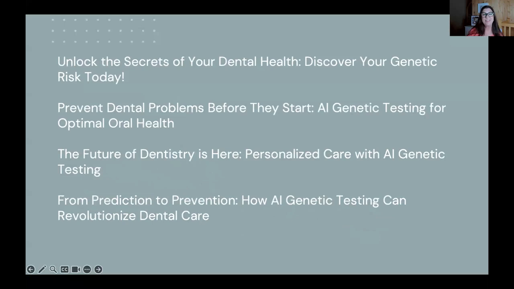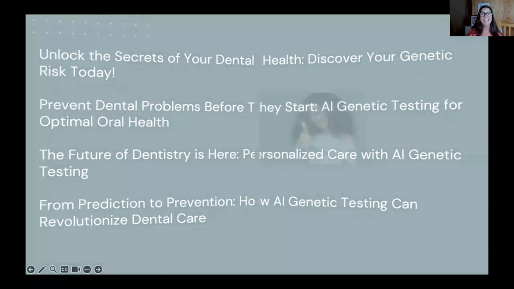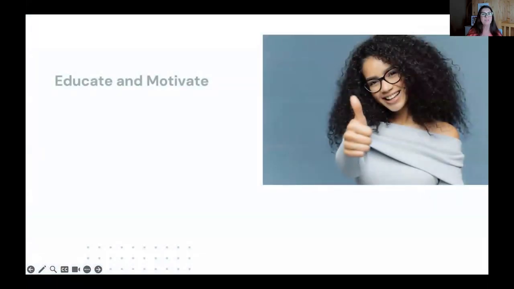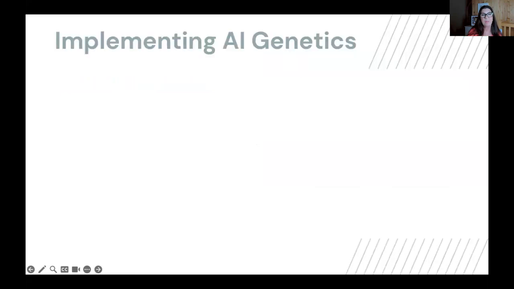So you see, these headlines will capture attention, highlighting the innovation and benefits of AI genetic testing and positioning it as a must-have service. And once you've done this, you've captivated your audience. Now is the time that you would educate and motivate them to want to learn more. So you would send them an educational brochure, or perhaps it's part of an email campaign where you're letting them know what AI genetics is all about, and then you encourage them to come and take the test.